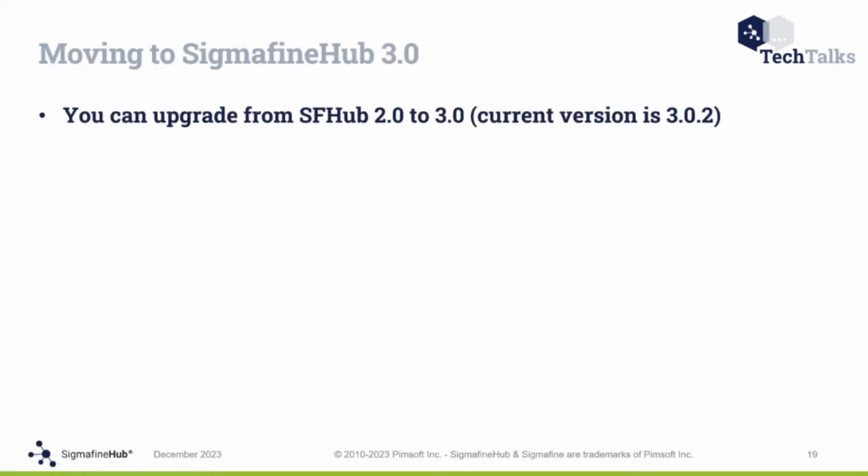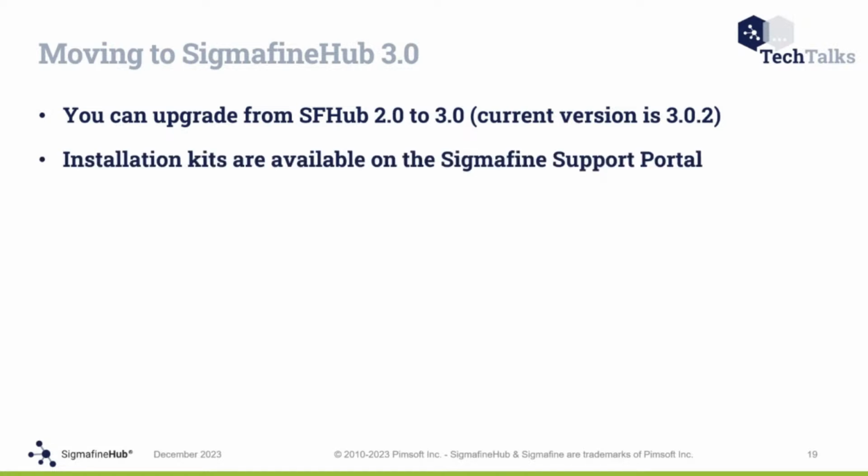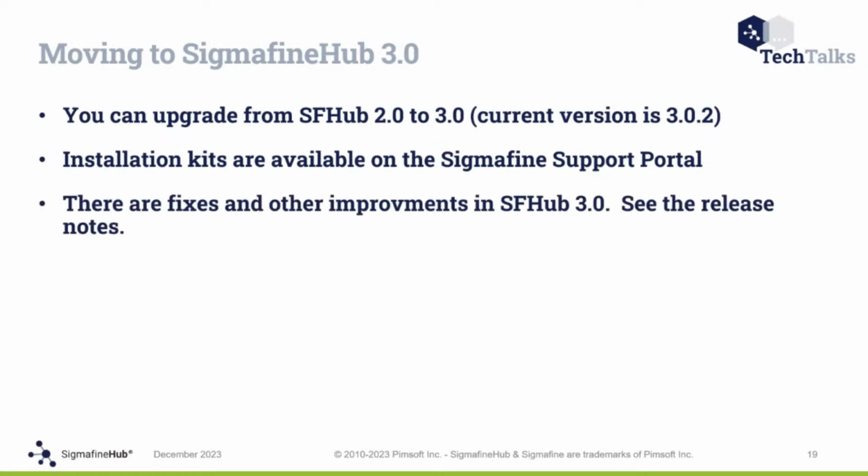If you currently have a 2.0, you can, of course, plan and have access to the 2.0 version. For the current version, we had a couple of patches. We are at 3.0.2. Installation kits are, of course, available on the Sigmafine support portal. Bear in mind, very important, to copy also the Process Book conversion add-in, because there is a different version for each version. So there is a version 3.0.2 for the conversion add-in.